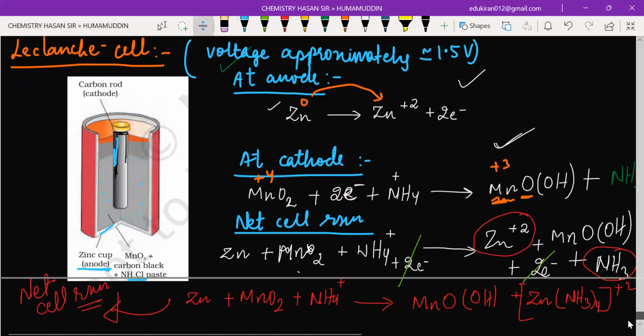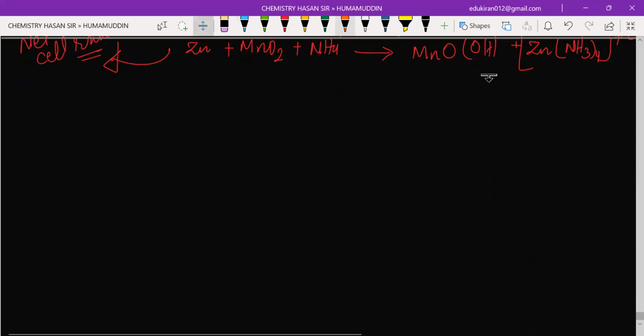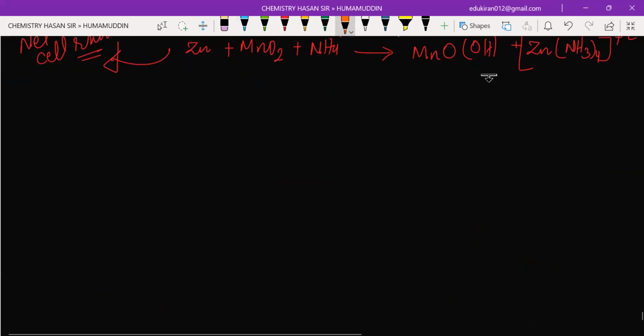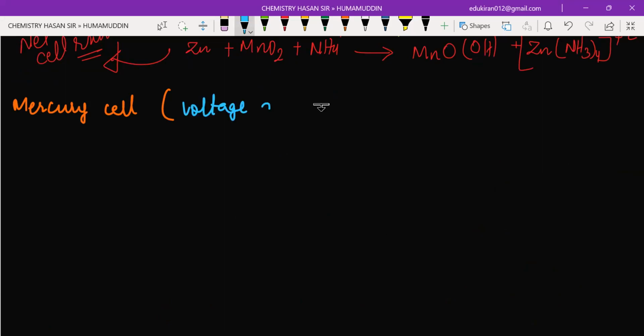Now the next primary cell, the mercury cell. The voltage here is approximately 1.35 volt. 1.35 volt. I'm just going to draw a diagram of this. It's something like this.